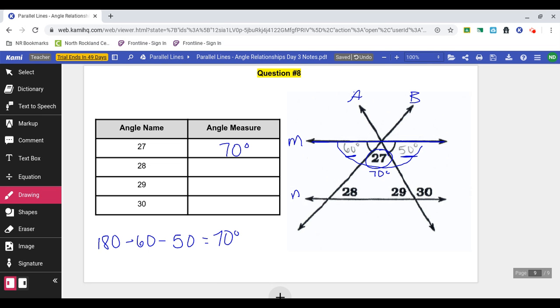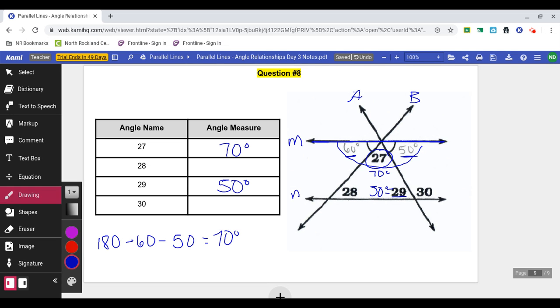Now, if we look, this angle, the one that says 50, and angle 29 are alternate interior angles. They are on opposite sides of that transversal. And they're inside those two parallel lines, making them equal to each other. So that tells me angle 29 is going to be equal to 50 degrees.